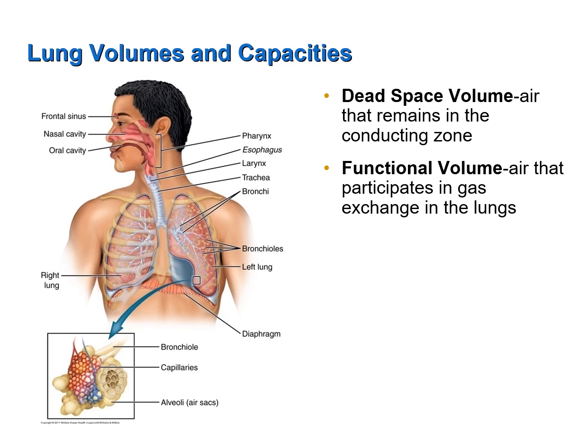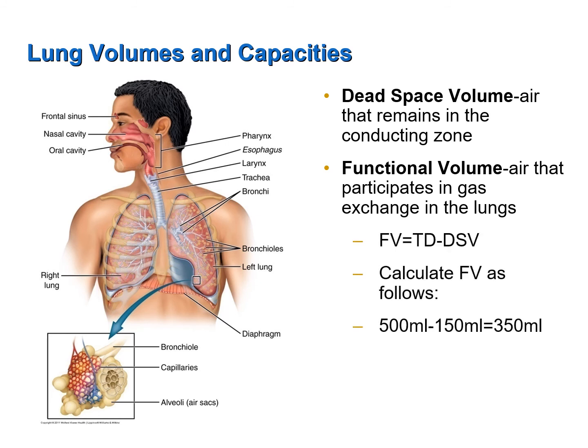So we can calculate the functional volume by taking the tidal volume, the amount of air that enters and exits the respiratory tract, usually around 500 milliliters, and subtracting the dead space volume, which is typically around 150 milliliters, to get the functional volume, which is 350 milliliters in this example.